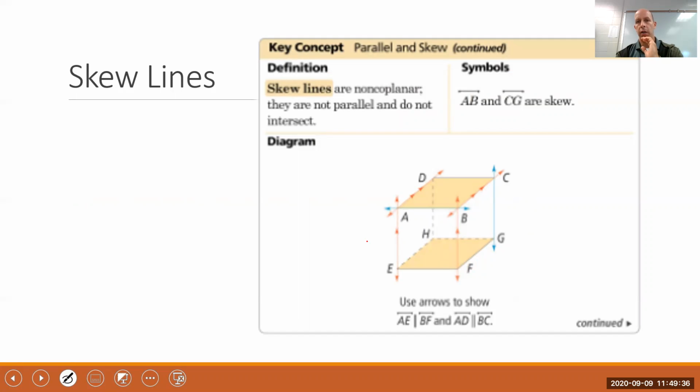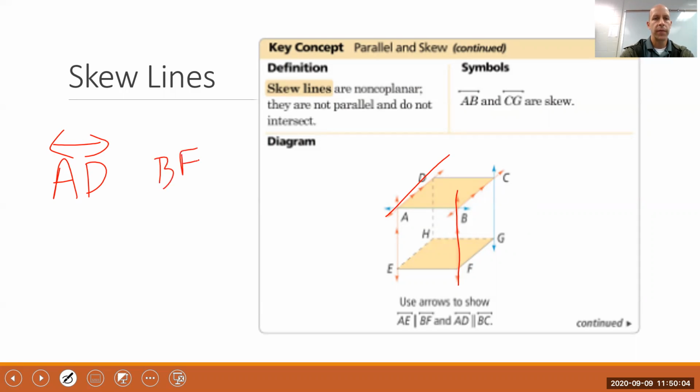All right, so the next thing is skew lines. We've actually talked about those before. Skew lines are non-coplanar, they are not parallel, and they do not intersect. So for example, consider line AD again. We need to find a line that's not in that plane, and it can't even be in a parallel plane. So we'll say this line right here. We've got line AD and line BF. Those two are what we call skew. They are not coplanar, they are not parallel, and they do not intersect. They do not have any points in common. There are many other examples in this diagram as well.